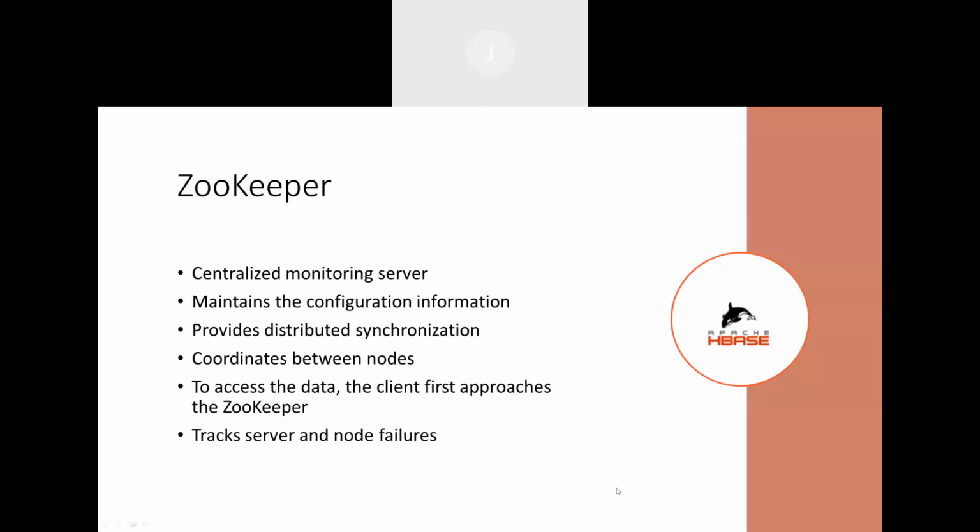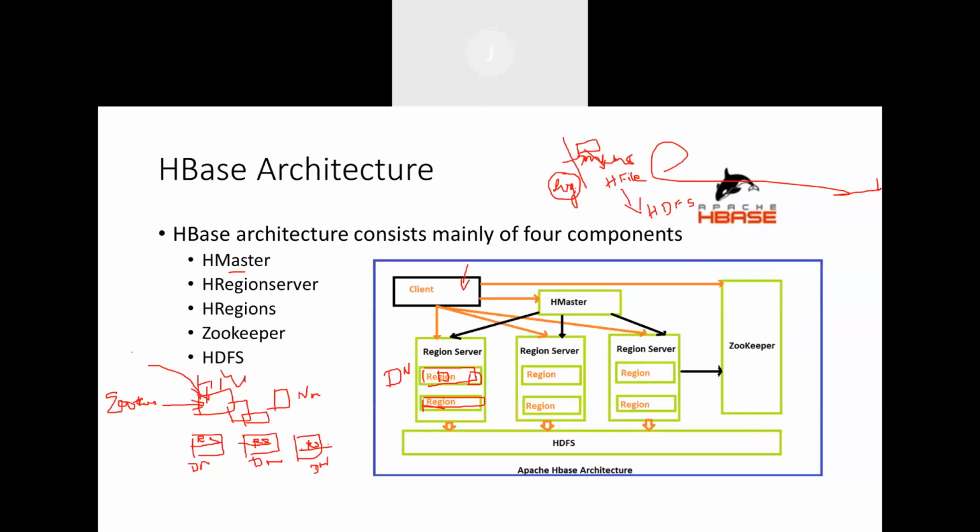To access this data, the client first approaches the ZooKeeper. It also tracks the server and the node failures. So this is what I told. This is all about the architecture. Any doubts in the architecture?